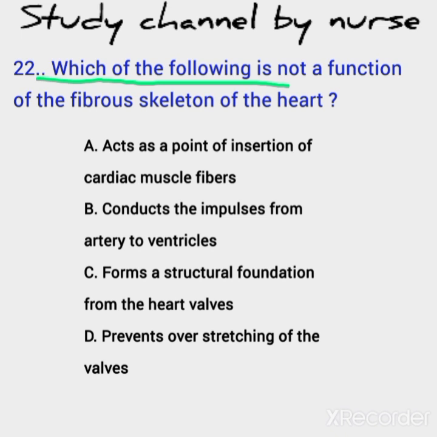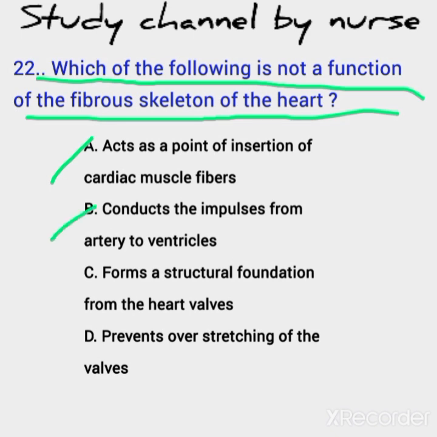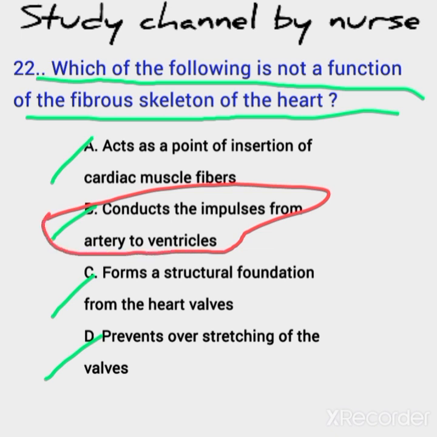Which of the following is not a function of the fibrous skeleton of the heart? Option A acts as a point of insertion of cardiac muscle fibers. Option B conducts the impulses from atria to ventricles. Option C forms a structural foundation for the heart valves. Option D prevents overstretching of the valves. And the correct answer is option B, conducts the impulses from atria to ventricles.